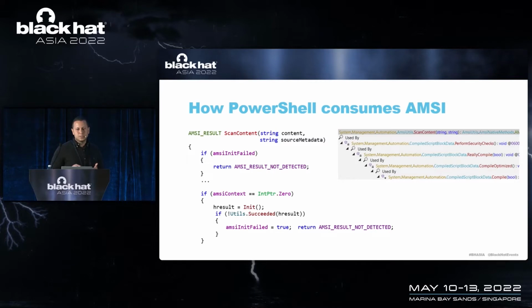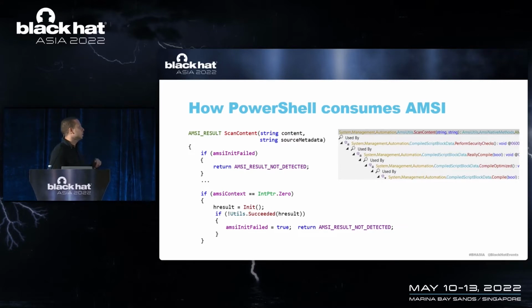PowerShell implements its AMSI consumer code components as a class named AmsiUtils. Each time a script block is compiled, and just before it's going to be executed, PowerShell calls a function named PerformSecurityChecks. We can see it on the right side. This is the "used by" feature in dnSpy. This function passes the script block content to another function named ScanContent that is responsible for the AMSI checks.